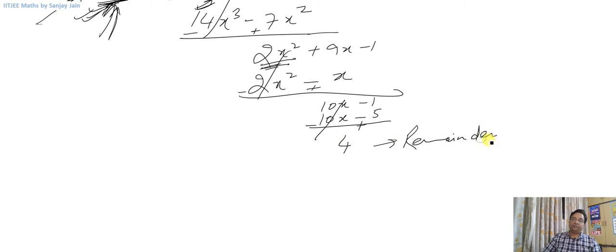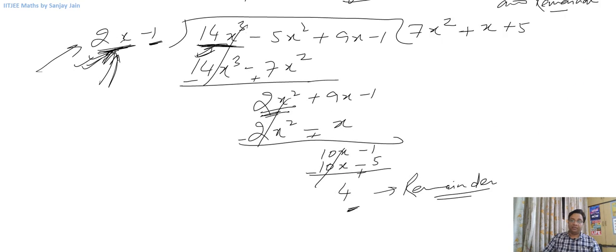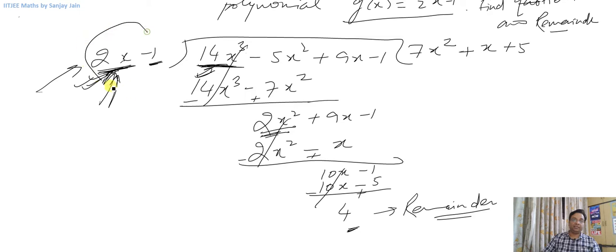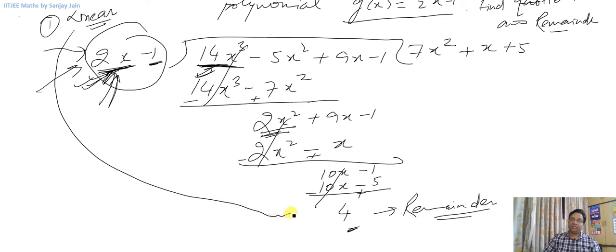After that you don't have to do anything, because now you have got a remainder which is of lesser degree than this. What is the degree of this divisor here? It is 1, right? It is a linear polynomial. The divisor is a linear polynomial. So the remainder I was expecting was of lesser degree, that is a constant, right? 4 is a constant. Hence I can say that the division is complete.